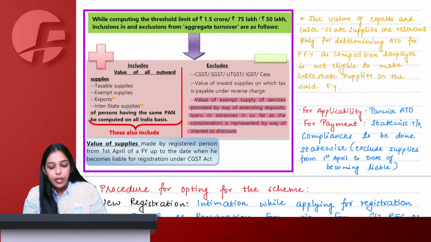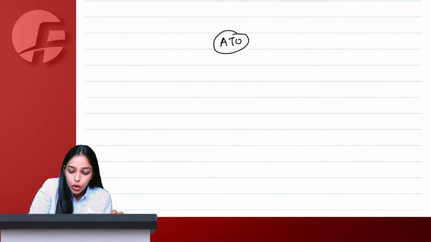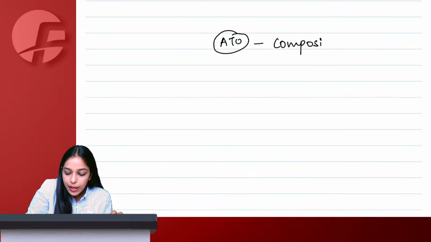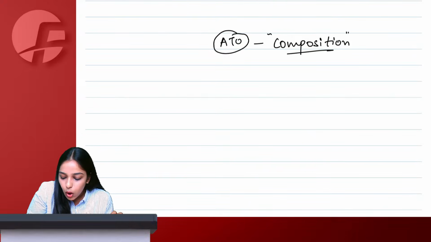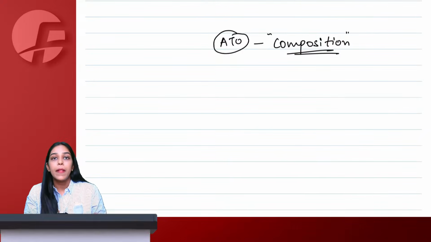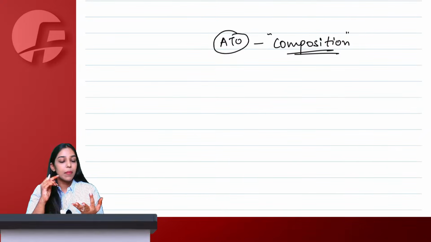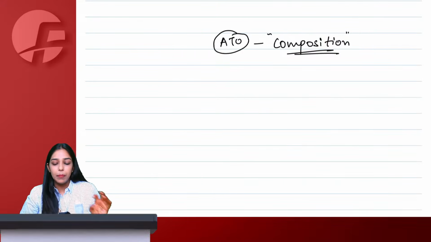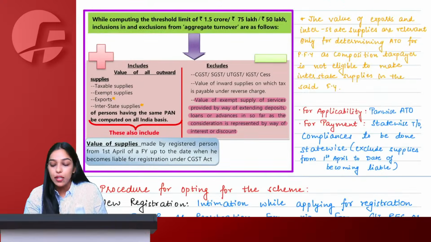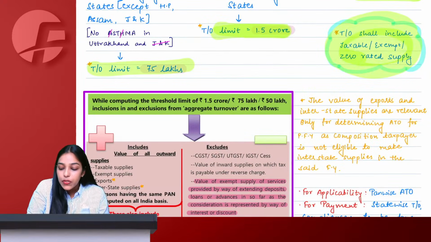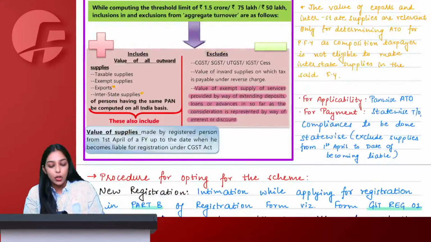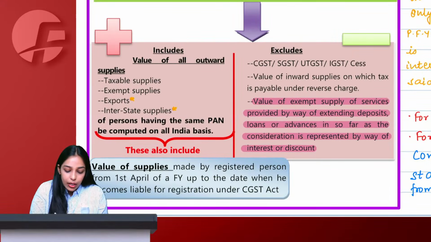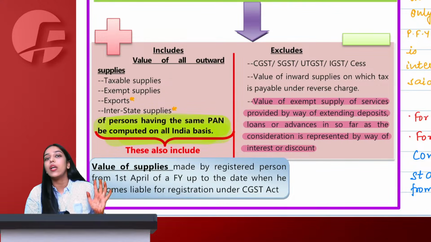But ma'am, question of the hour, how do we calculate aggregate turnover? It is very, very simple while calculating aggregate turnover for composition scheme particularly. You will include everything. Everything means all kinds of taxable supplies, exempt supplies, export, interstate supply, be it taxable, be it exempt, be it interstate, be it intrastate, zero rated, every kind of supply forms part of aggregate turnover that you have done under one single PAN on all India basis.